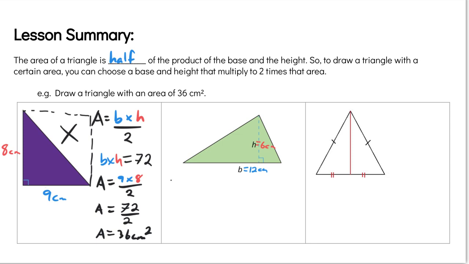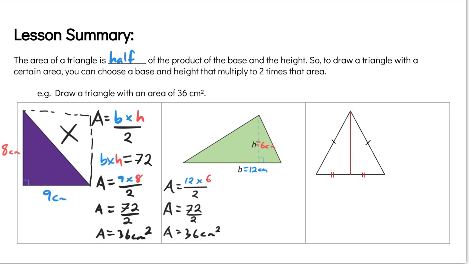Now we can plug it into our formula. Our area is going to be 12 times 6, and all of that is going to be divided by 2. Again, we copy out our formula and take it one step at a time so that we don't make unnecessary mistakes. 12 times 6 is 72. We divide that by 2, and we are left with 72 divided by 2, which is 36 centimeters squared. There you have it. Let's do it one last time.